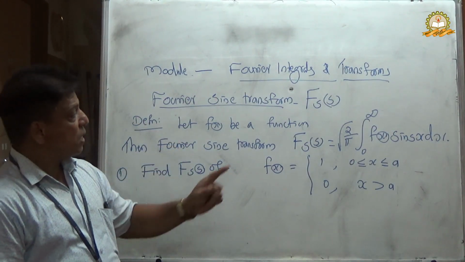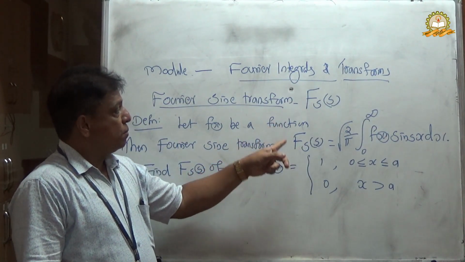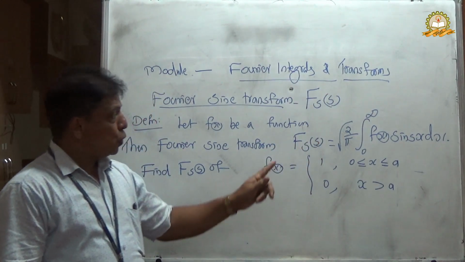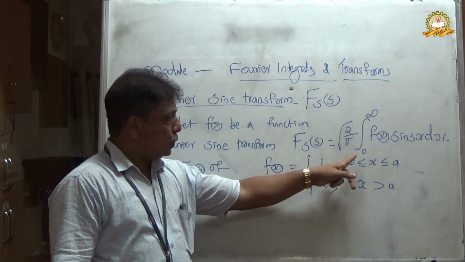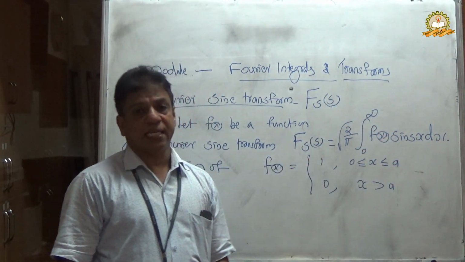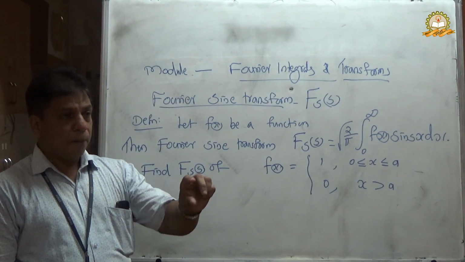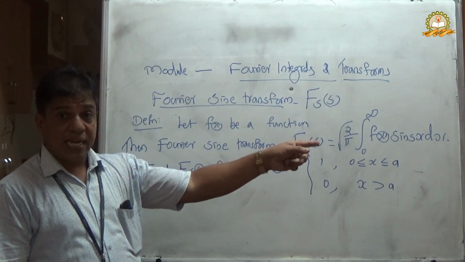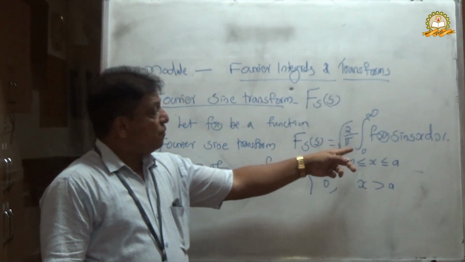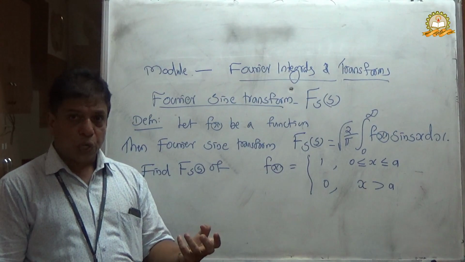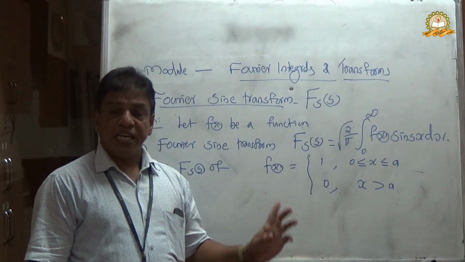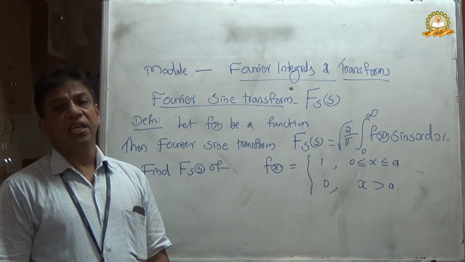Therefore, you should remember the formula. Fourier sine transform is represented as Fs of s. Fs of s is equal to root of 2 by pi into integral 0 to infinity f of x sin sx dx. That is, the given function is multiplied by sin sx and integrated within the limit 0 to infinity, lower limit 0, upper limit infinity. Then multiply by root of 2 by pi. We get the Fourier sine transform of the given function.